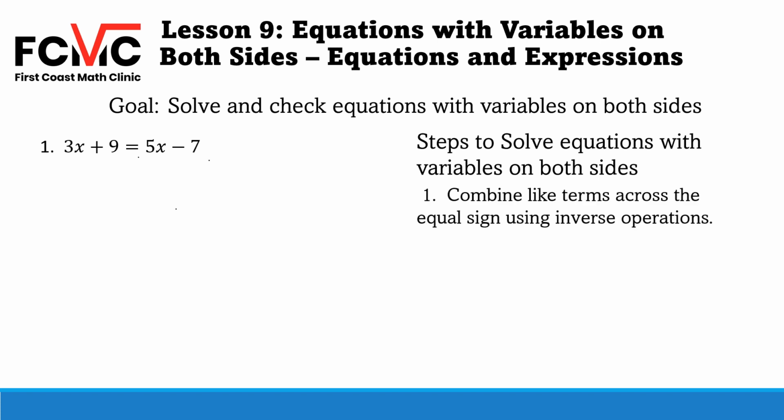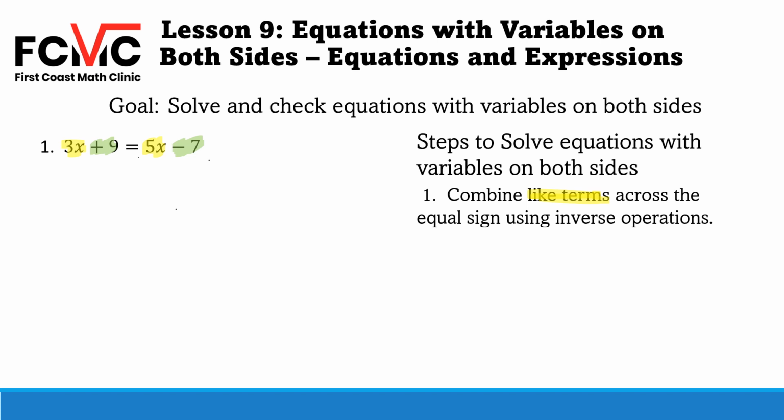So our first step is we want to combine like terms across the equal sign using inverse operations. And like terms, we know, are terms with the same variable raised to the same power. I have another video on like terms. The link for that should be coming up right now if you want to review like terms. But our like terms from this equation should be 3x and 5x, and 9 and minus 7. We want to keep our signs with our like terms. And we want to combine them using inverse operations.